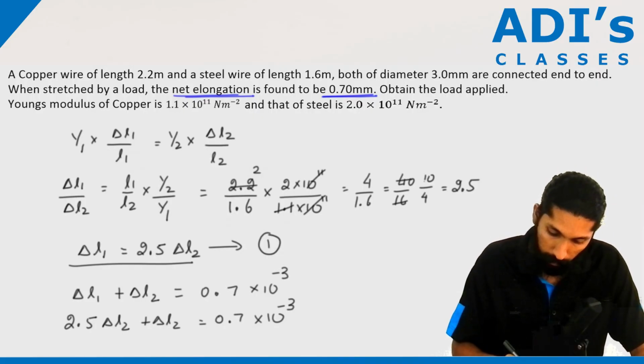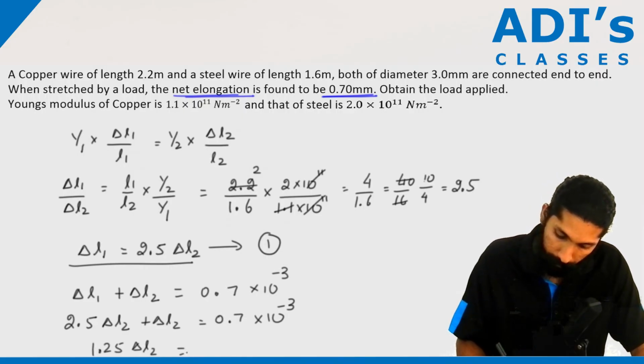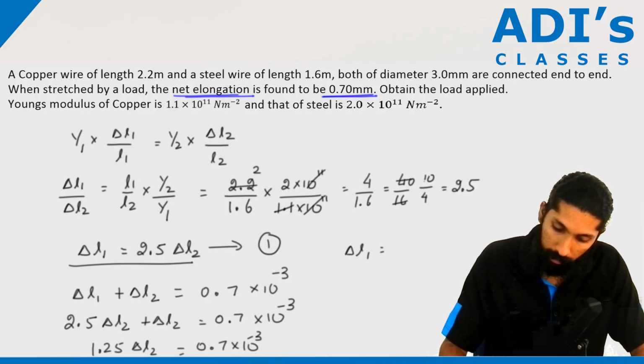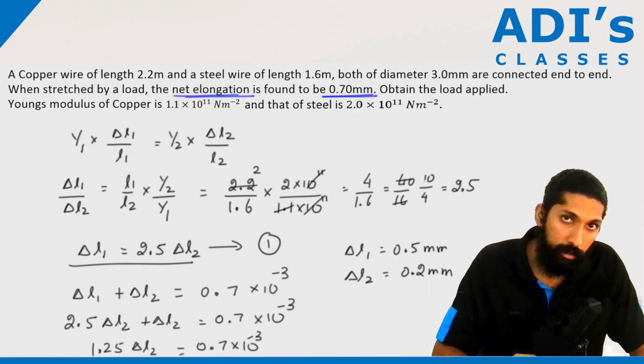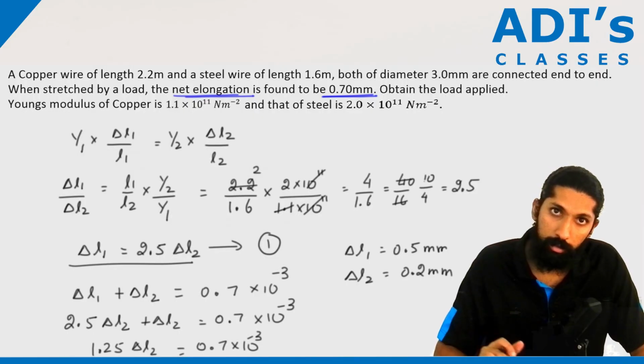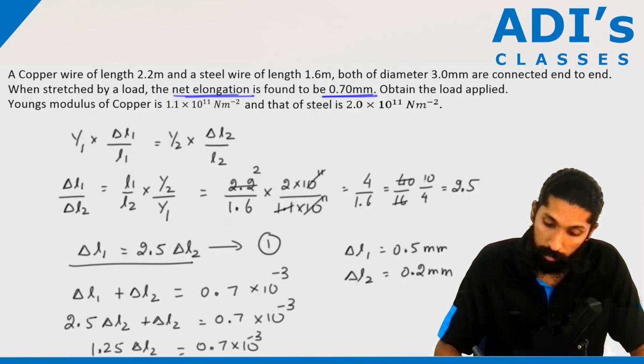Now if you solve it, you have 3.5 delta L2 equal to 0.7 into 10 to the power of minus 3. So what are delta L1 and delta L2 in this case? You are going to get delta L1 to be 0.5 millimeter and delta L2 as 0.2 millimeter. Or in terms of 10 to the power of minus 3 into 0.5 and 10 to the power of minus 3 into 0.2. Understood? So these are the values of delta L1 and delta L2.